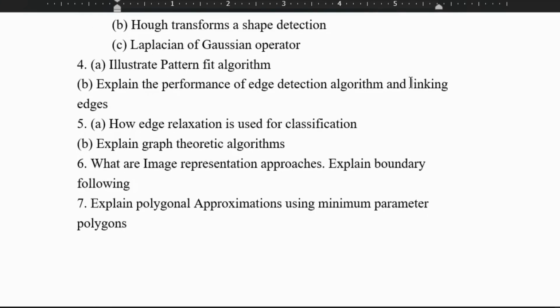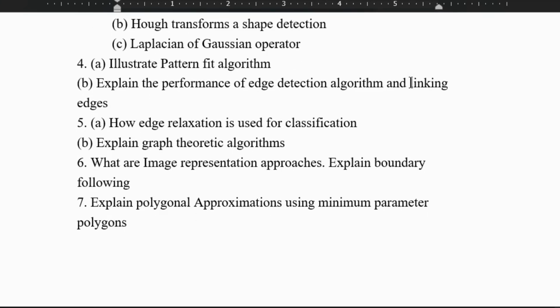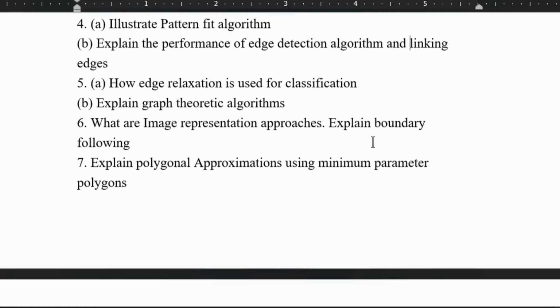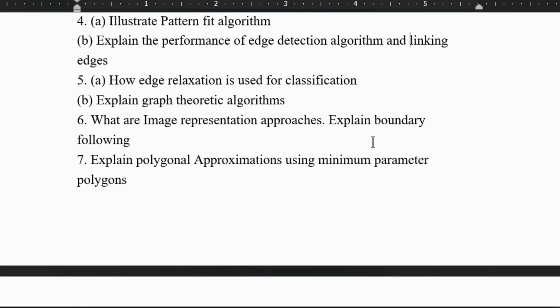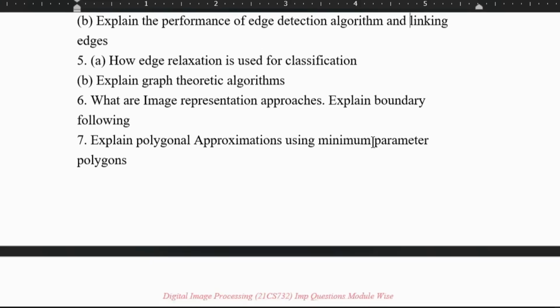Next is the pattern fit algorithm, already explained. Next you have the performance of edge detection, how you check for the performance and everything. The next you have is how edge relaxation is mainly used for classification. 2-3 edge classification algorithms are there. Graph theoretic algorithm is also mentioned in the video, you can go and check.